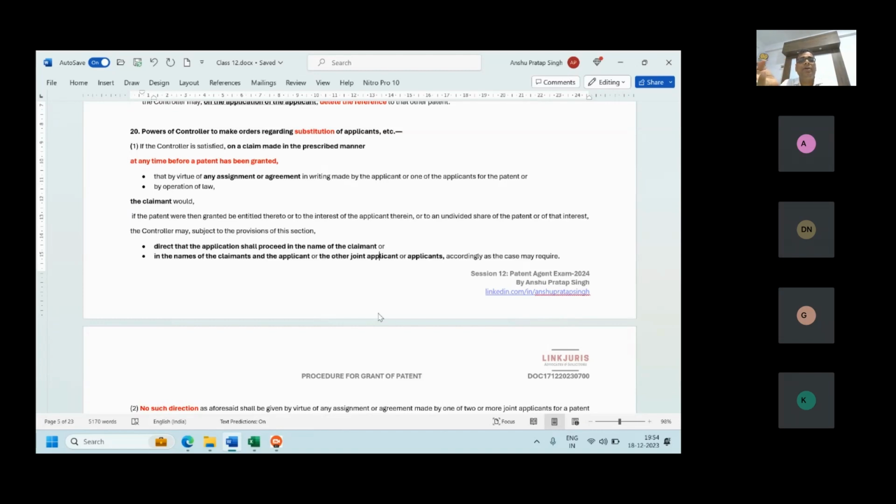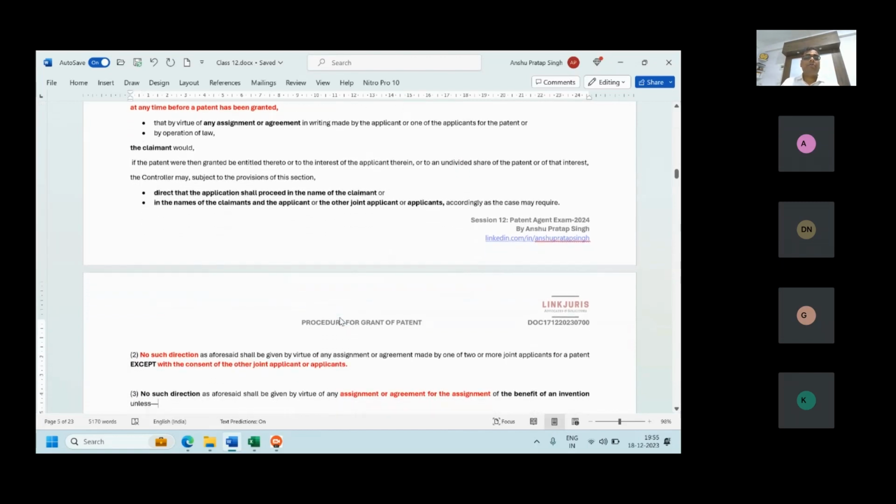Undivided share means a simple thing. If you are a joint applicant, suppose there are three applicants, since we cannot demarcate the lines, how much, which claim you own, which claim another person owns, so we consider it an undivided share. That is what undivided share of patent means. So this is how it works. Any assignment or agreement or by operation of law, if you are getting a right, you approach the controller and the controller will direct that your name should be included.